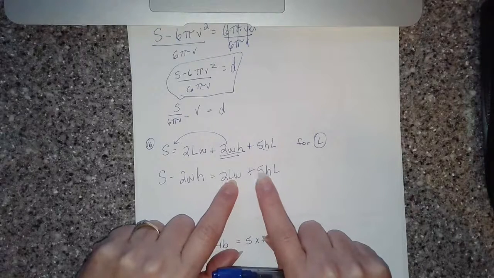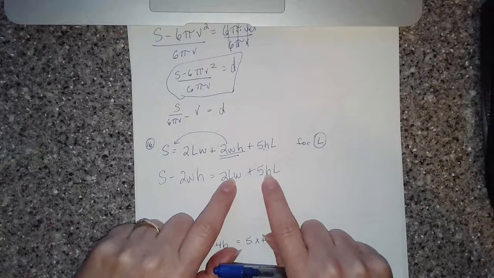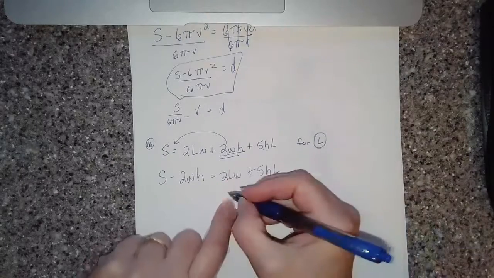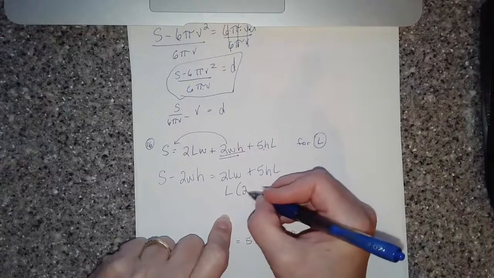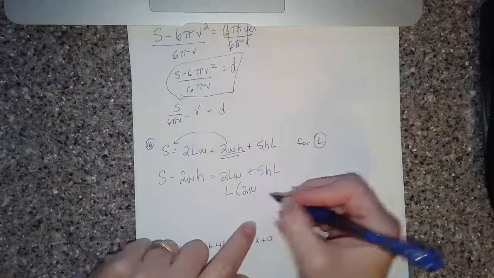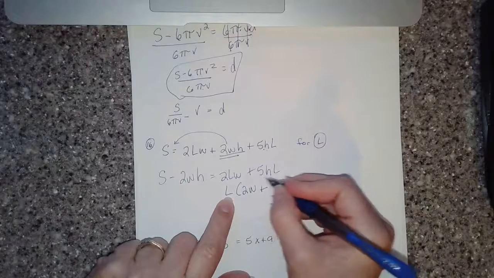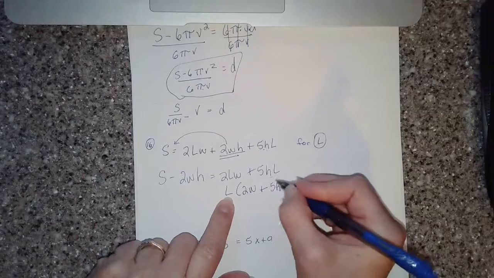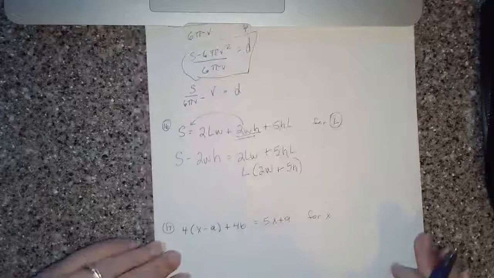So we bring the 2 and the w out. Then we factor it out of this side and we bring the 5 and the h out. So you factor out that common variable, and that will allow us to get the L by itself. That's always the goal: L equals, or x equals, whatever variable you're solving for.